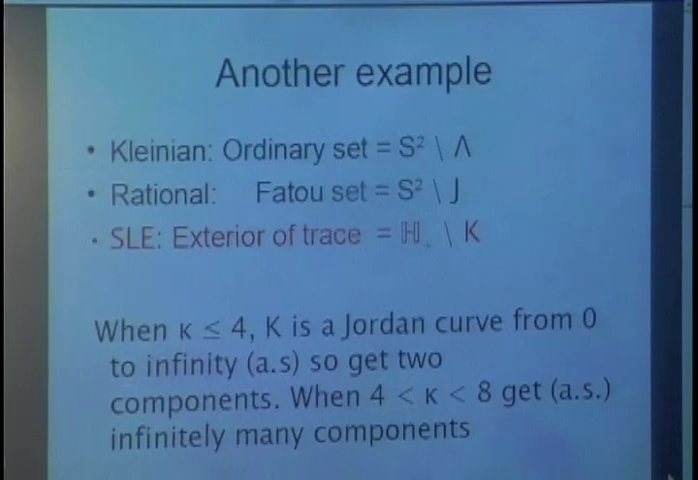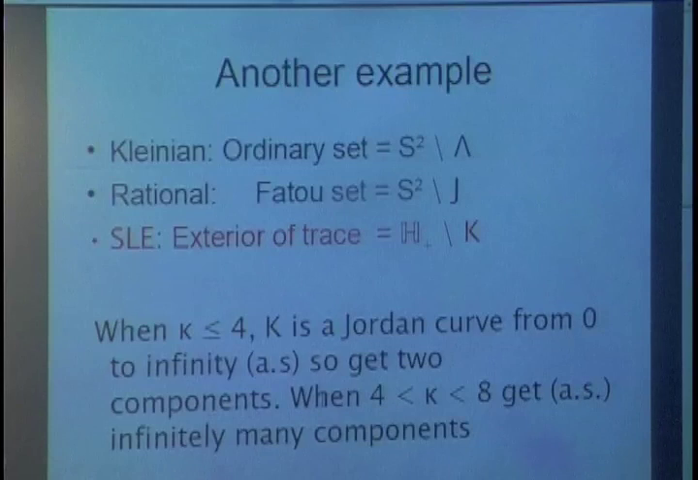Okay, so let's look at another example. In the Kleinian world, we have the ordinary set, S2 minus lambda. Rational world, we have the Fatou set, S2 minus the Julia set. And in SLE, we have the upper half plane minus the trace. So the trace, here I have K. It could either be for finite time or for t equals infinity. So in the cases here where kappa is between 0 and 4, we just get a Jordan curve that goes off to infinity in the upper half plane.